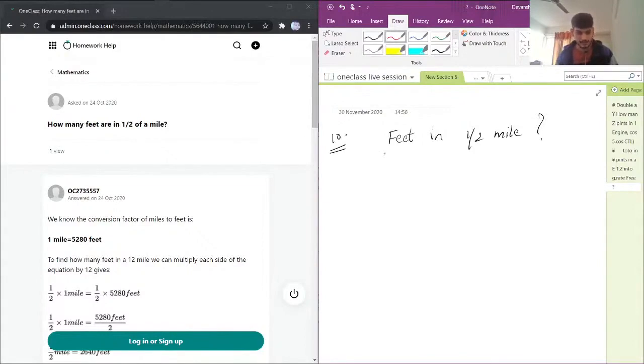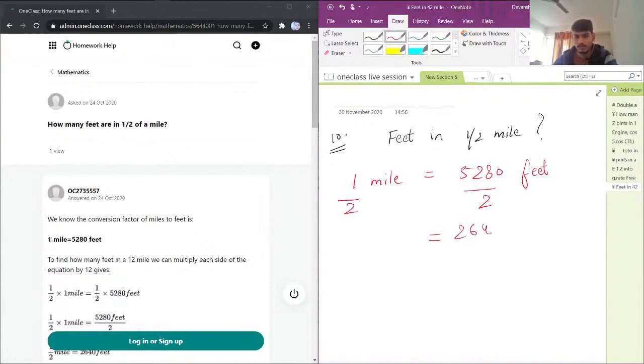So 1 mile is, yeah, it is mentioned correct. 1 mile is 5280 feet. So if I want to find for half a mile, I'll just divide by 2 and my answer will be 5280 divided by 2. 2640. This will be 2640 feet in half a mile.